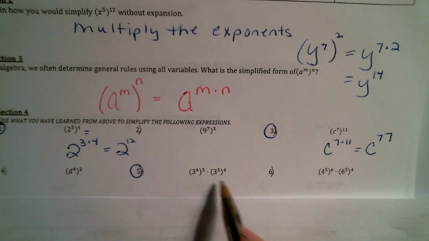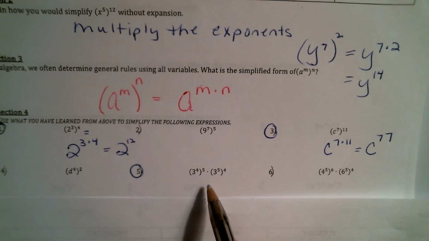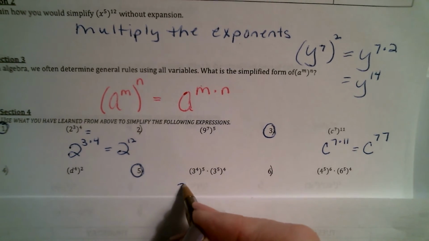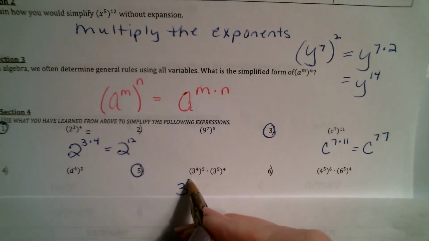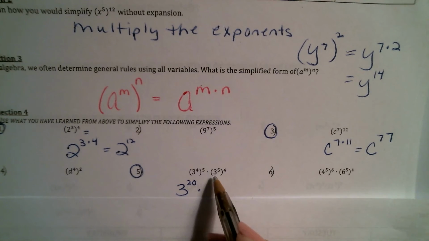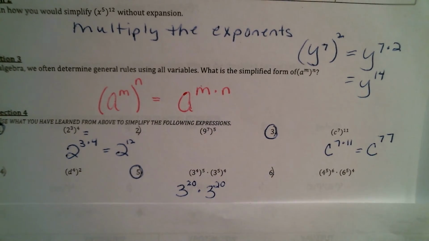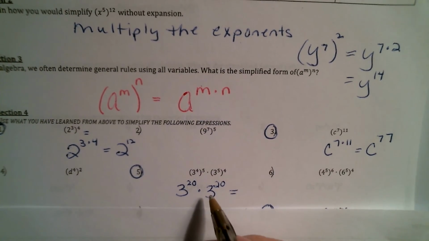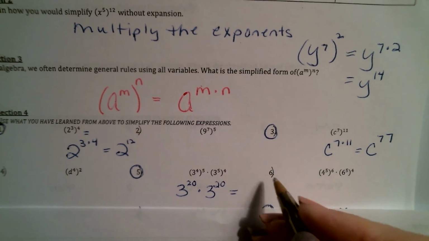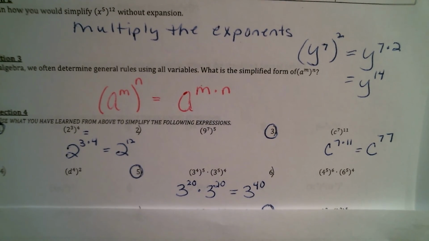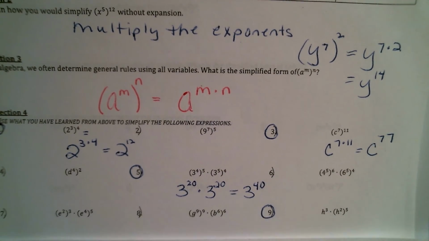Okay, how about here? I've got two different factors that are getting multiplied, so I'm going to simplify this one first. 3 to the 4 raised to the 5th power: 4 times 5, 3 to the 4 times 5, times 3 to the 5 times 4. And remember, when I'm multiplying powers, I'm going to add them. 20 plus 20. So it's going to get tricky, right? You're going to have to keep these rules in mind. You might need to keep all those that we've written down in front of you as you work.